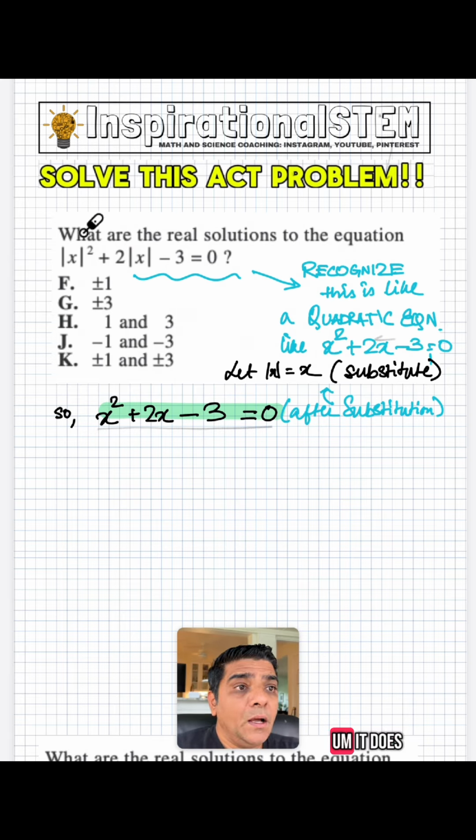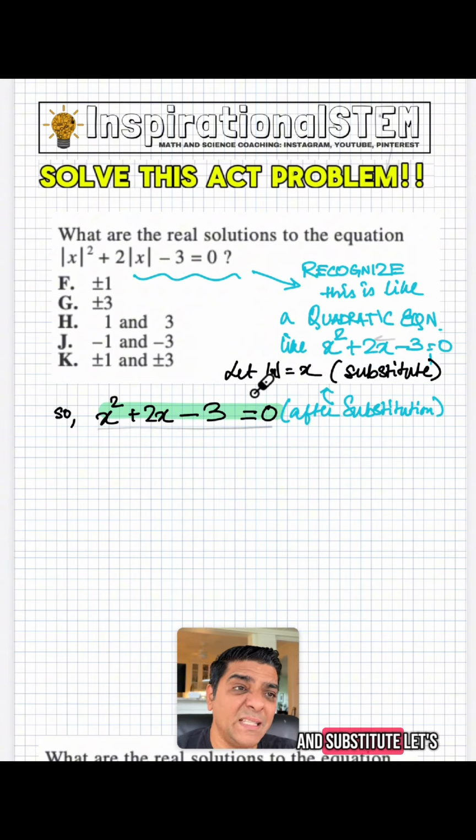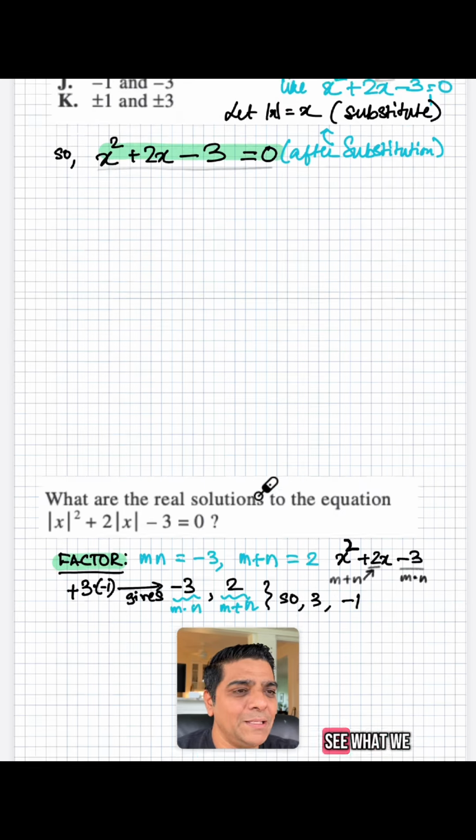Well, it does look complicated, but we have to recognize that this is in the form of a quadratic equation, x squared plus 2x minus 3. So what we have to do is substitute. Let's call absolute value of x equal to our variable, say a. So what we are receiving from this whole complicated thing is a squared plus 2a minus 3 equals 0. Now we can work with that. That's much more workable, right? All right, so let's see what we can do with that.